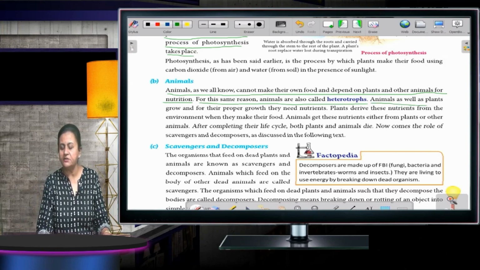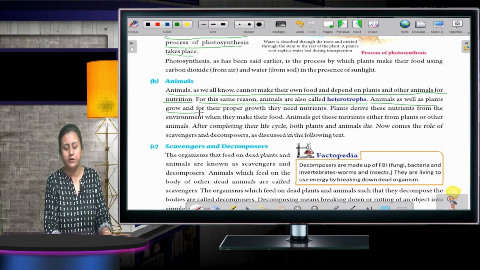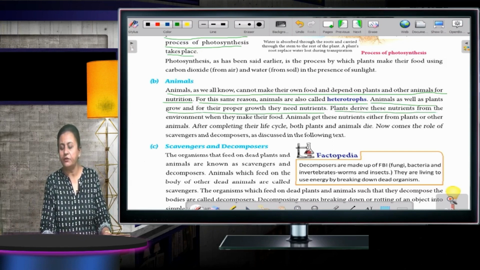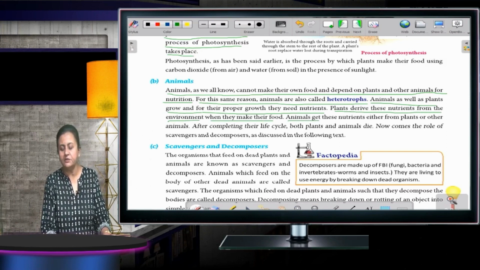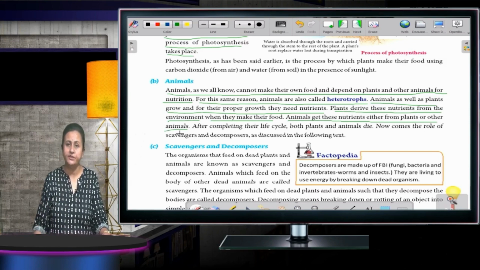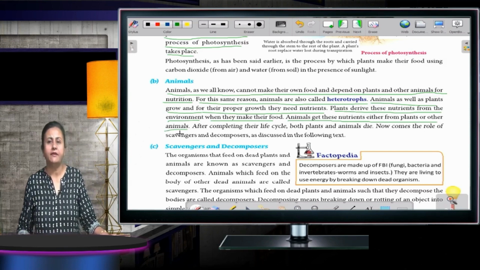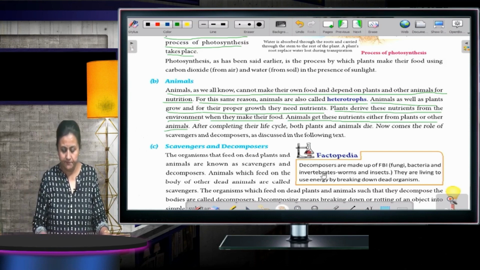Animals as well as plants grow, and for their proper growth, they need nutrients. Plants derive the nutrients from the environment when they make their food. Animals get these nutrients either from plants or other animals on which they feed. Now we'll talk about scavengers and decomposers.